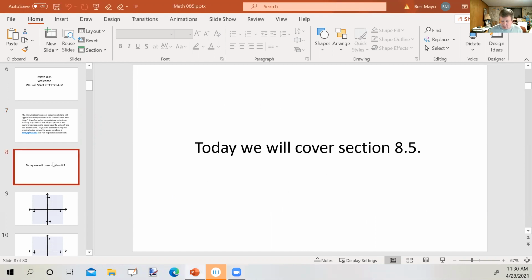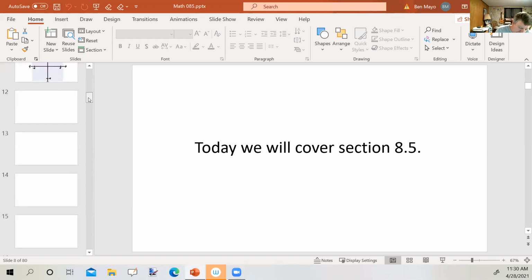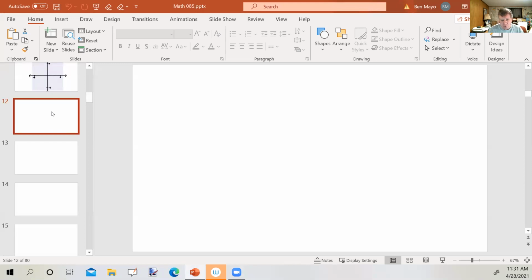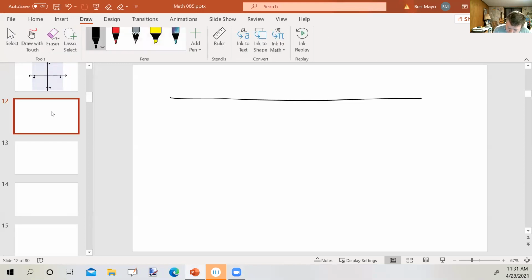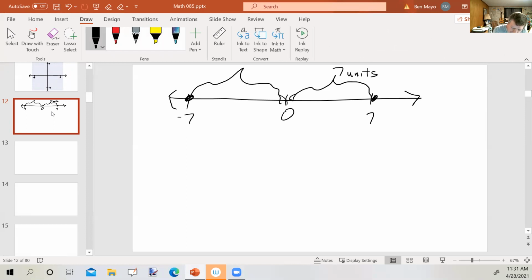All right, so today we're going to go on and cover section 8.5, solving absolute value equations. So let's start out with a little bit of a review of how absolute value works. Okay, let's say we've got the following number line. The distance from 7 to 0 on the number line would be 7 units. The distance from -7 to 0 on the number line is also 7 units.